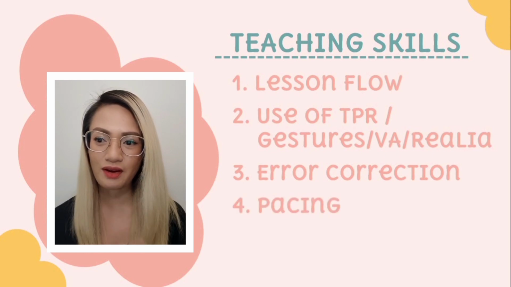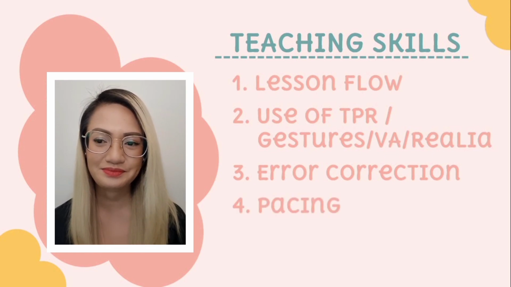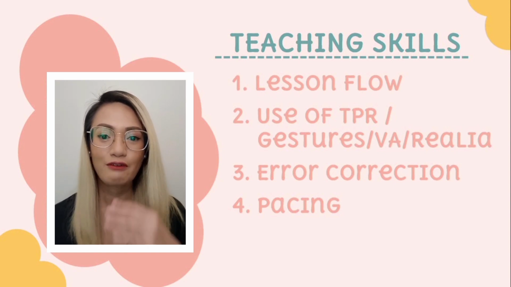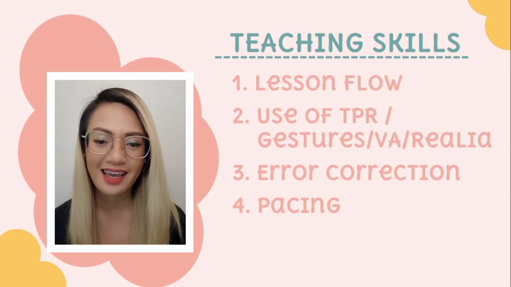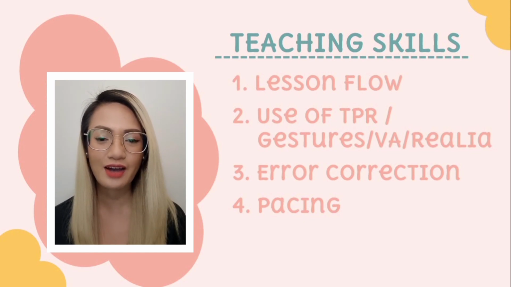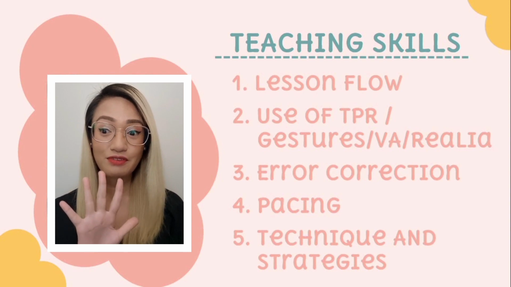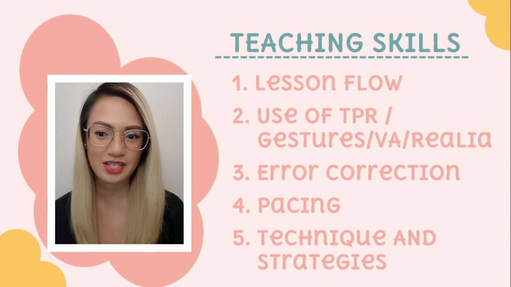Number 4, pacing. They evaluate your pacing. It means your speed, how fast or how slow you talk in class. You have to know how to pace yourself when talking to your students according to their age and their English level. Number 5, technique and strategy.